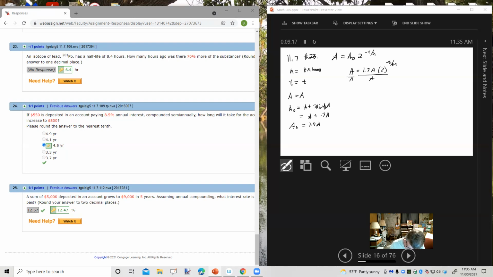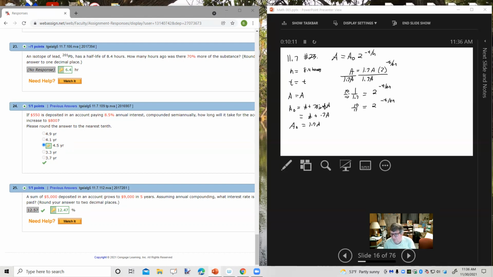We'll divide both sides by A, and we'll get 1 equals 1.7 times 2. Actually, you know what? We can do this in fewer steps. Let's get the eraser out. We're going to divide both sides by 1.7A. So on the left, we get 1 over 1.7, and on the right, we get 2 to the negative t over 8.4 power. Now, 1 over 1.7 doesn't come out nicely. You could leave it as a decimal, or you could make it 10 over 17 to clear the decimal, multiplying by 10 over 10. We'll do that.